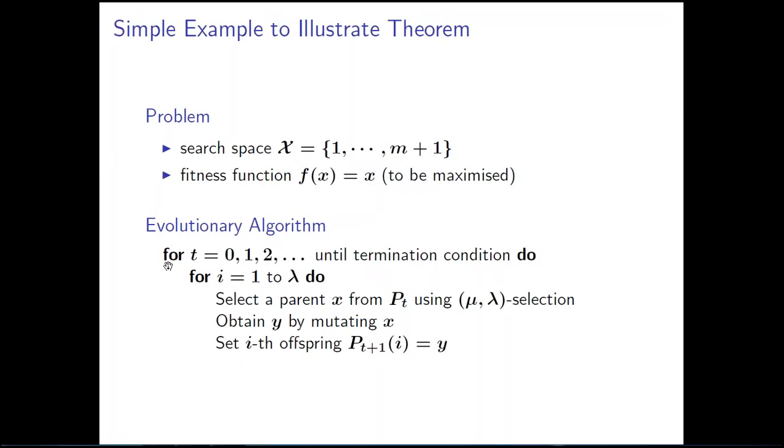Now, we apply this very simple algorithm, but instead of using linear ranking selection, we're now going to use something called mu, lambda selection. So to produce the next population, we sample a parent X from the current population using mu, lambda selection. We obtain a new search point Y by mutating X, and we say now that the ith offspring is this Y. Okay, and we do this lambda times to obtain the next population.